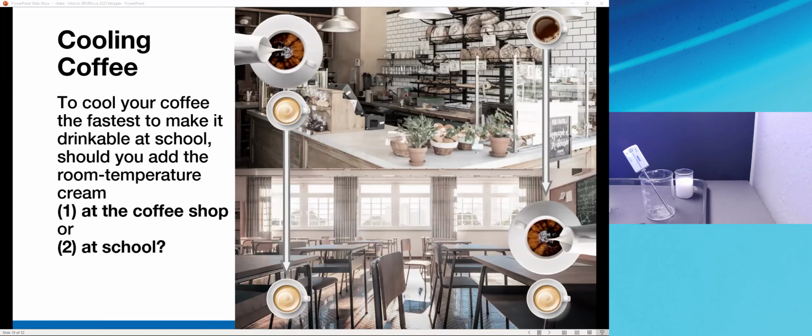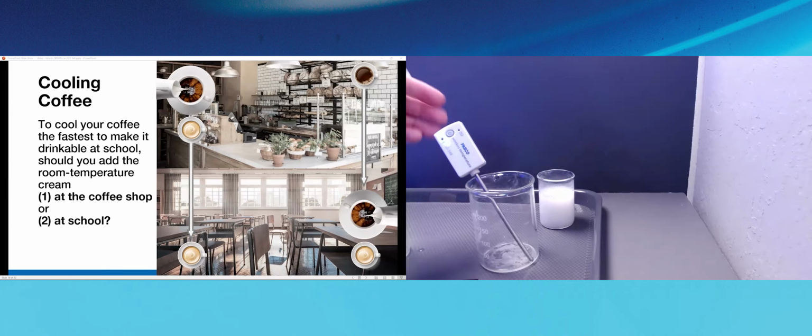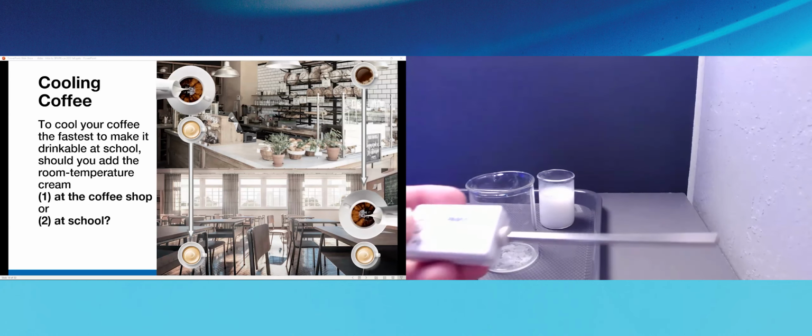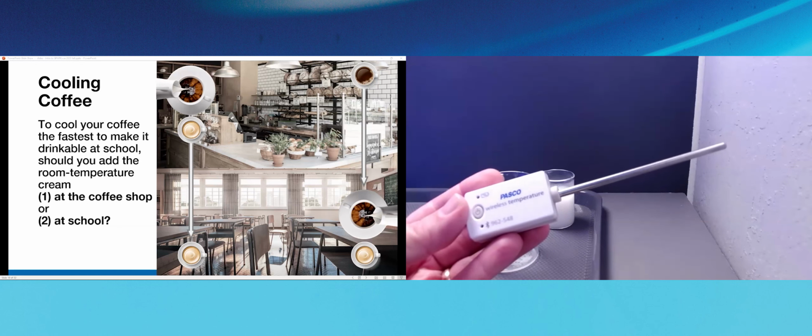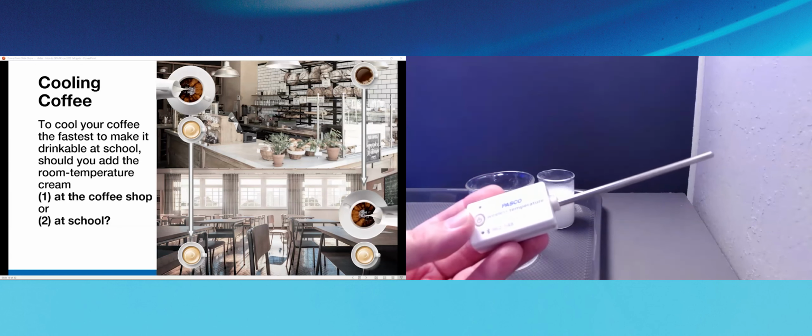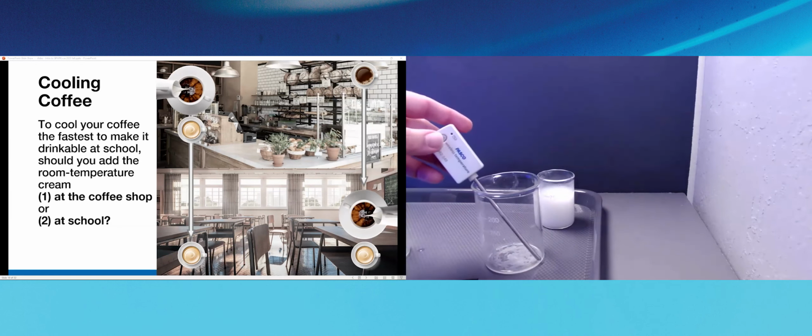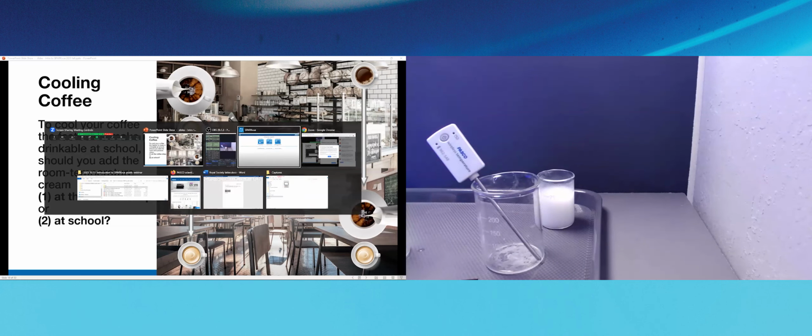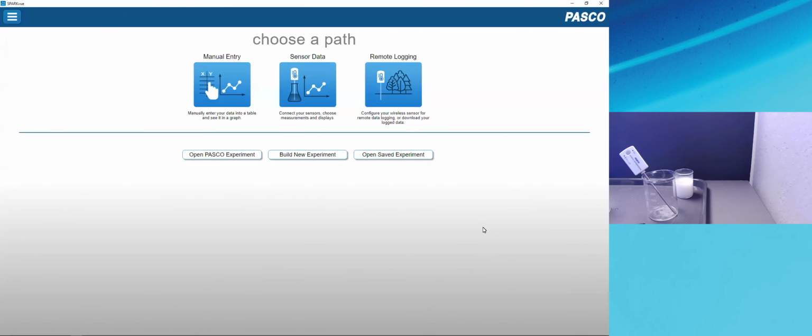So let's talk a little bit about the equipment I have to do this. I have a wireless temperature sensor. This is one of Pasco's wireless sensors, and I'm going to show you how we can connect this to SPARKvue to collect data from it. So let me jump over to SPARKvue, and once you launch SPARKvue, no matter what platform you're on, more about platforms in a moment, you can choose a path. What do you want to do with SPARKvue? Some of the most popular paths are along the top here.